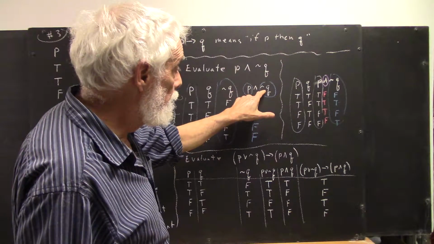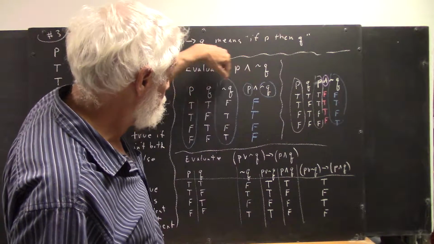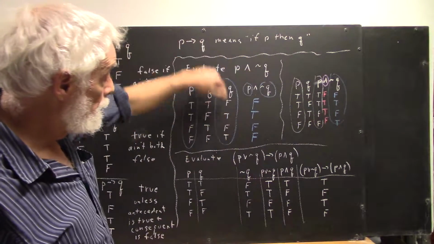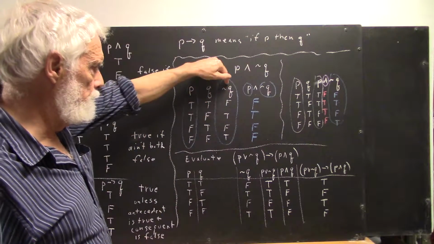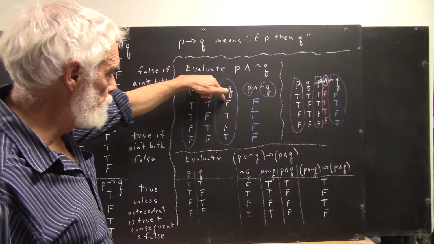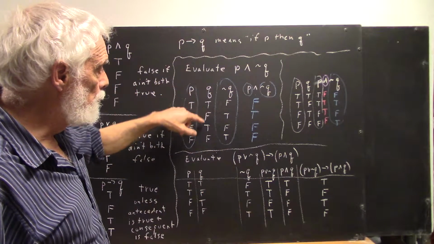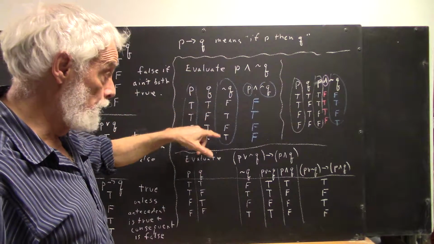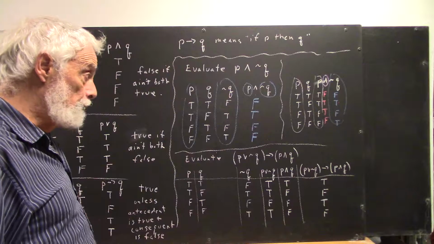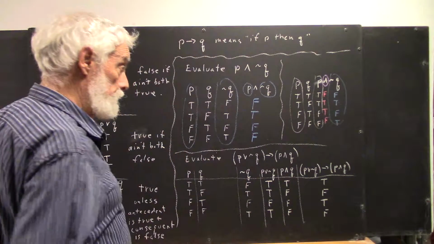I saw that I needed the value of not Q in order to evaluate this conjunction, so I created a column for not Q. The values in the not Q column are just the opposites of the values in the Q column. Q goes true, false, true, false as we go down the column, so not Q goes false, true, false, true. Now I can evaluate this "and" by looking at these two columns.